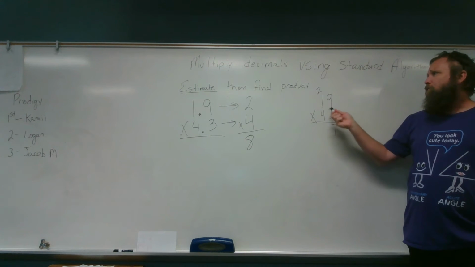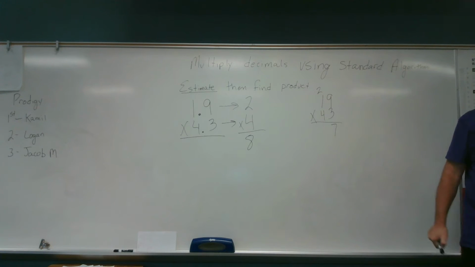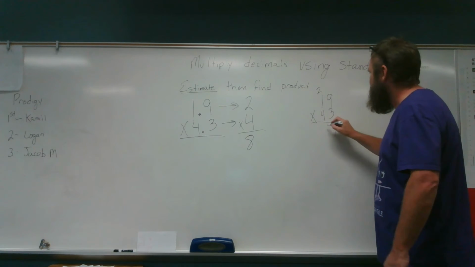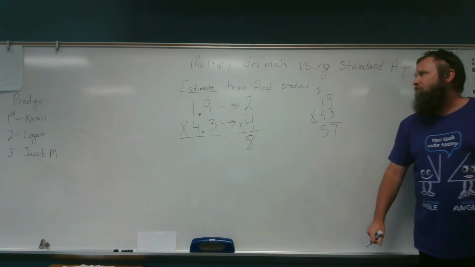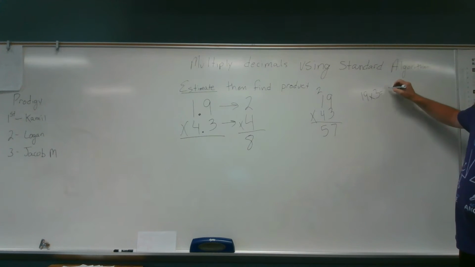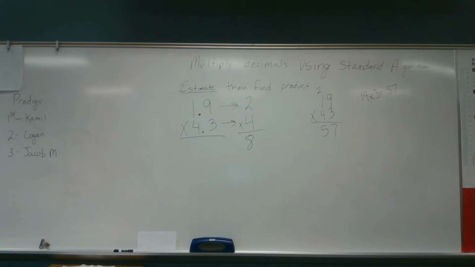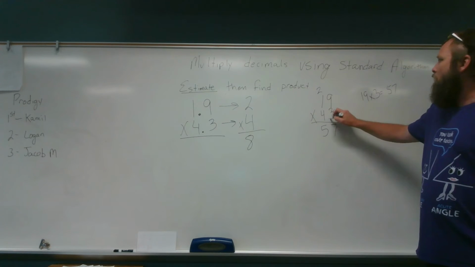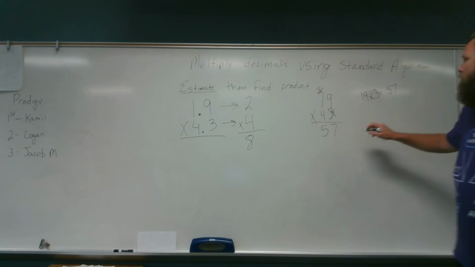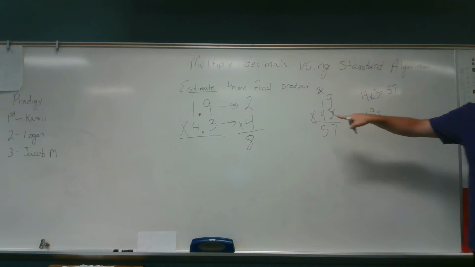Maribel, what's 3 times 1? 3. 3 plus 2. 5. I have 5 tens. So 19 times 3 equals 57. That's what I just did, 19 times 3. Now I'm done with my ones place. So now I'm going to multiply 19 times my tens place.